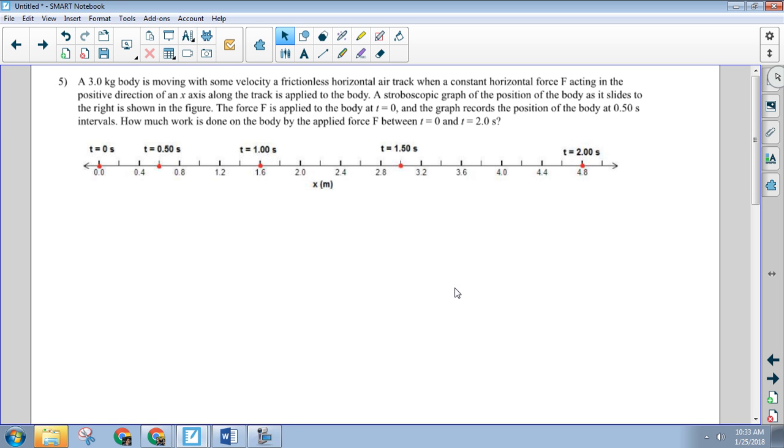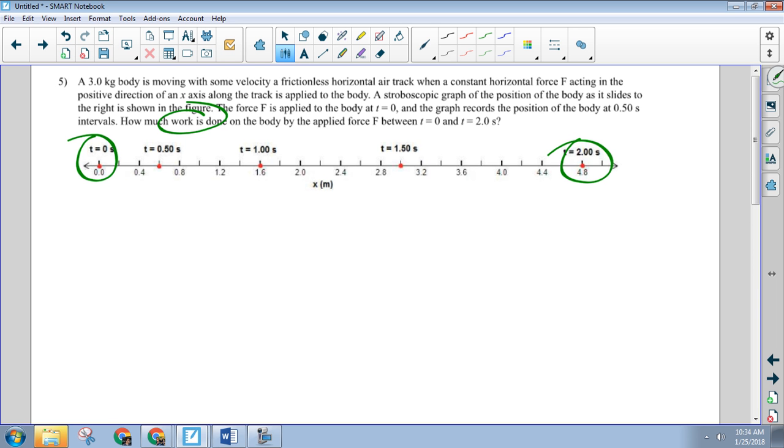All right, so this one really is more of an exercise in kinematics than it is work and energy. In order to find the work, we need to figure out either the change in kinetic energy or we need to calculate the force, right? So the idea is we want to figure out how much work is done between here and here.